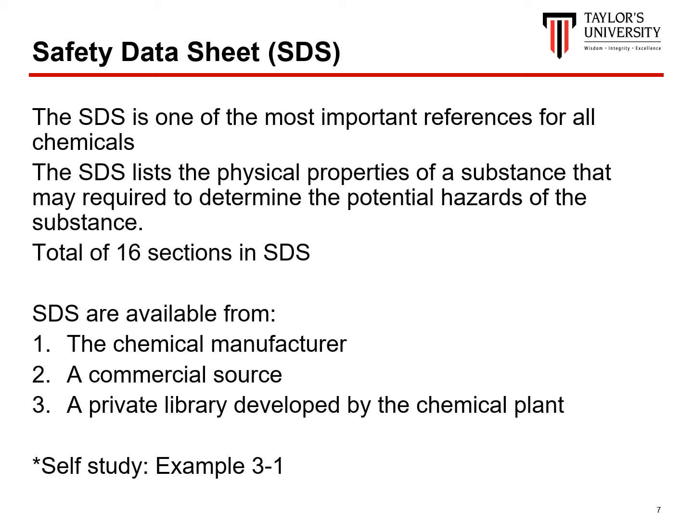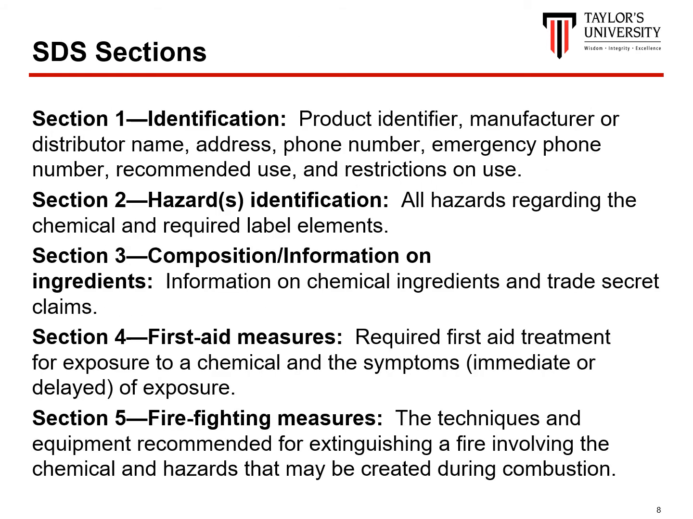There are a total of 16 sections in the SDS. All these SDS are available from the chemical manufacturers themselves, or you can get them from a commercial source or a private library developed by the chemical plant. So we are going to go into details of each section in the SDS.